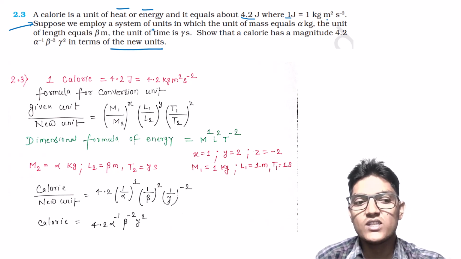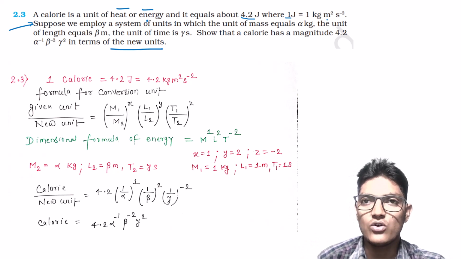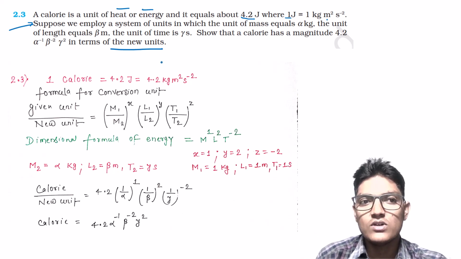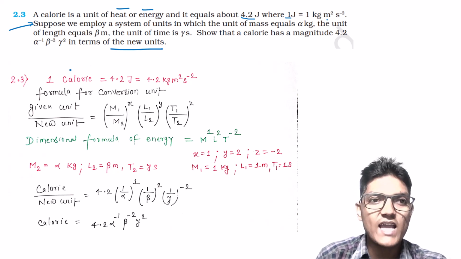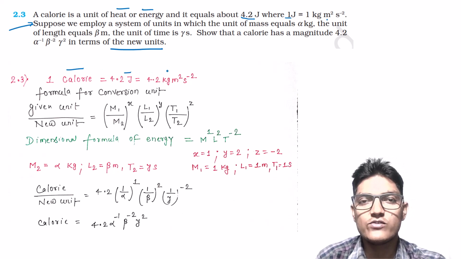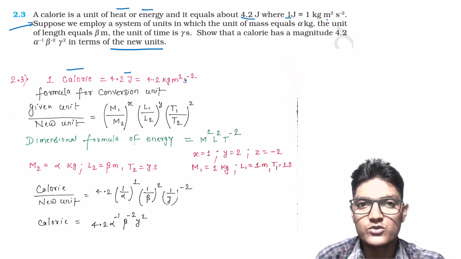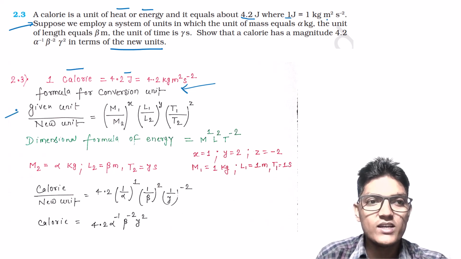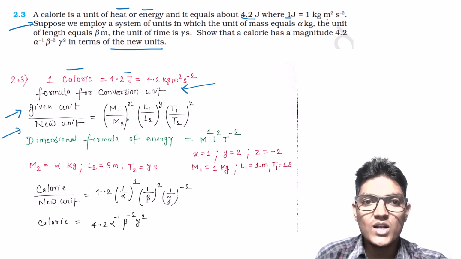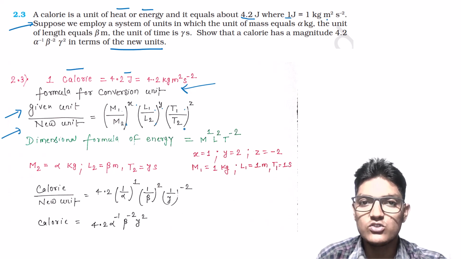So if you remember the previous videos of my channel, you know how to convert into new units actually. So 1 calorie is equal to 4.2 joules is equal to 4.2 kilogram meter square per second square. And for the conversion of units, we have discussed that in the previous videos actually, so you can see these videos from my channel. So given unit divided by new unit is equal to M1 upon M2 to the power x, L1 upon L2 to the power y and T1 upon T2 to the power z.